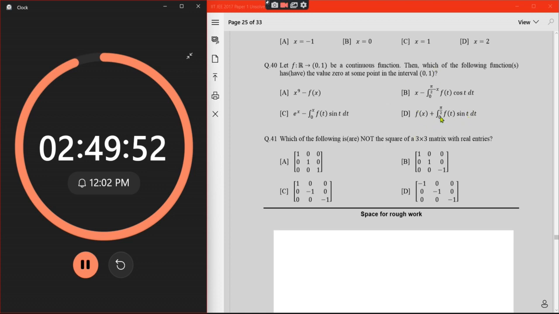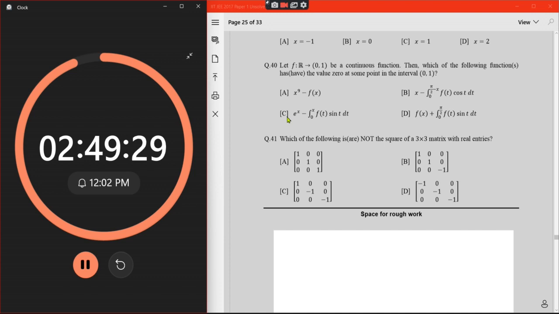So at x equal to 0, f of 0 plus, wait, this is a constant, isn't it? It's a constant. So f of x is some kind of constant, a positive constant. This can never be 0. So A and C are the possibilities. It's now 9, some point 9 of course.